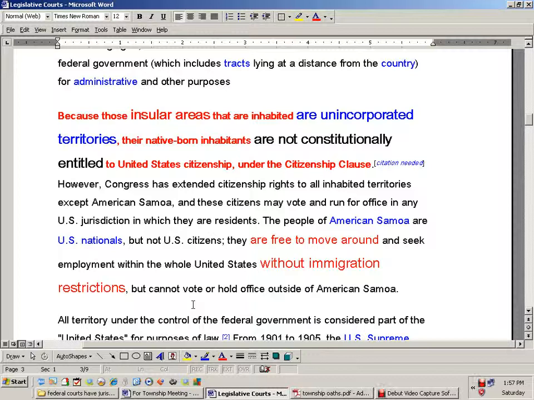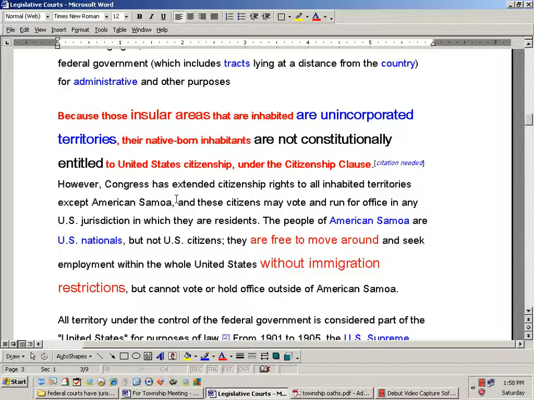Okay, so if you want to vote, you can only do it through your township, but you'll be an elector. You won't be voting for an elector. You'll be voting for law. And you can't hold office outside of there, so you couldn't be higher than the township administrator or supervisor, which is fine also. So your township is a lot like American Samoa, or could be.